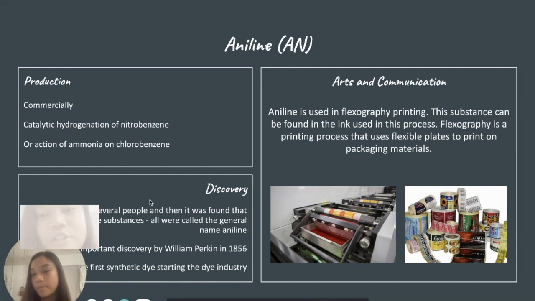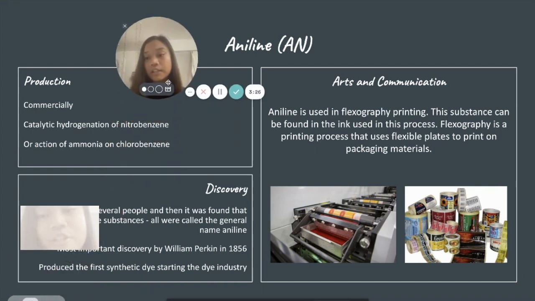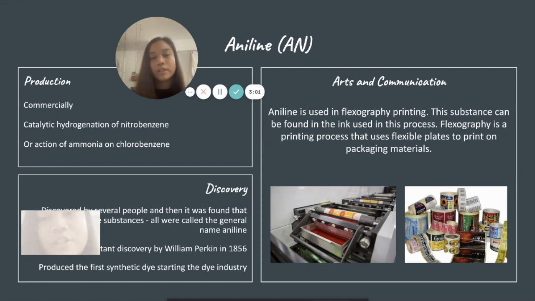Its production is commercial, and it was created by the catalytic hydrogenation of nitrobenzene, or the action of ammonia on chlorobenzene. It was discovered by several people, and they all found that it was the same substance, which was then given the name aniline. The most important discovery was by William Perkin in 1856, because he produced the first synthetic dye, which started the whole dye industry. In arts and communication, aniline is used in flexography printing.